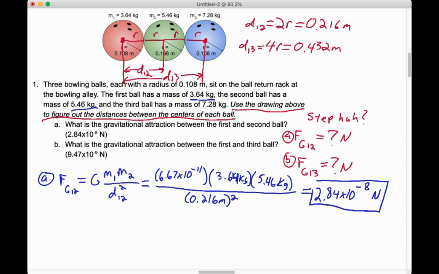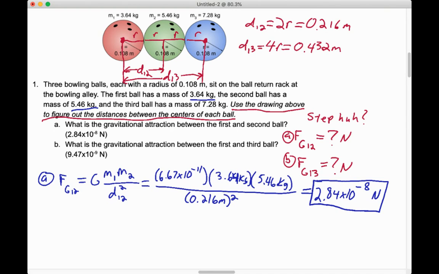So put a box around it and think of this. Does this make sense? Well, the most outstanding thing about this number is that it's really, really tiny. This is something times 10 to the minus 8th newtons. So we're dealing with a hundredth of a millionth of a newton. So it's a really tiny number. Does that make sense? It does in this context.